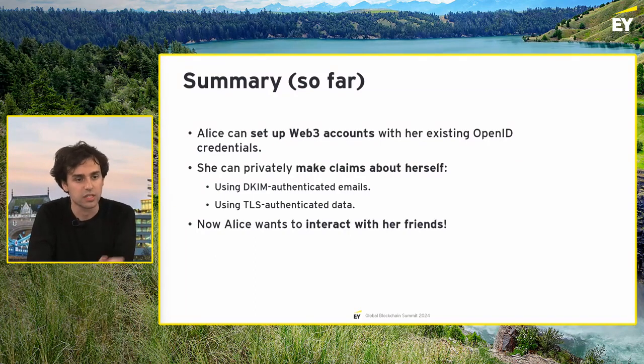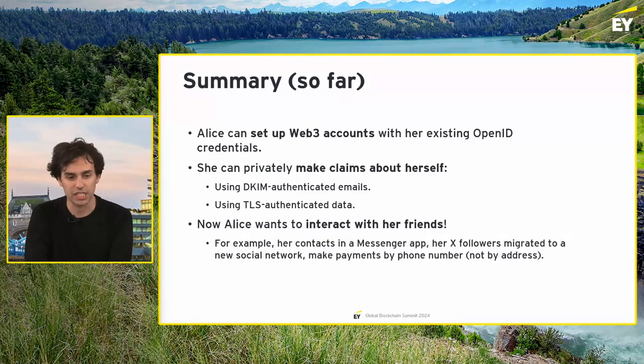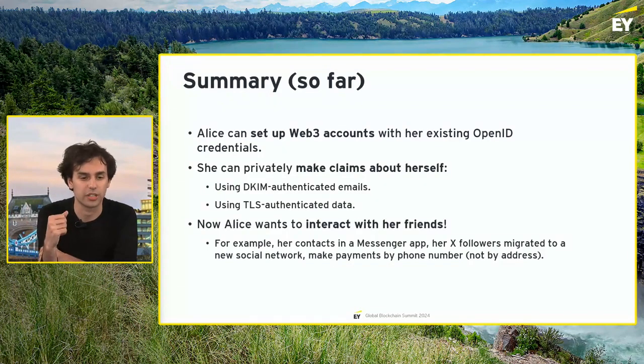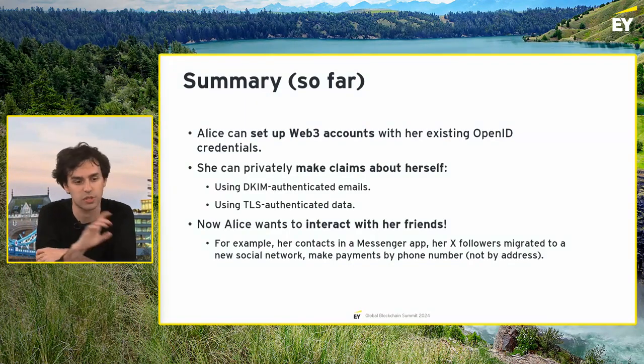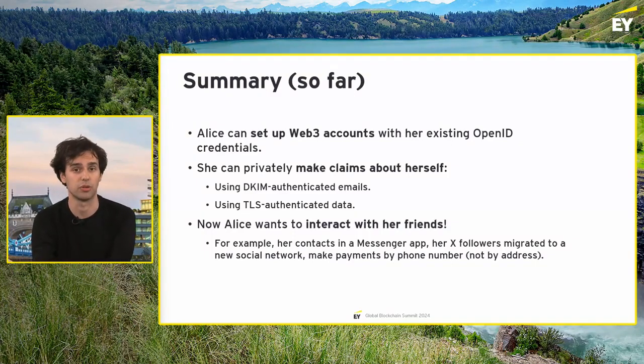Right. So back to where we were. Alice wants to interact with her friends. For example, she wants to speak with her contacts, people she knows in her address book, but find them on a new messaging app. Or she would like to migrate her followers from x.com to a different social network. Or maybe she would want to make payments to her friends, knowing only their phone number, without knowing their address, because blockchain addresses are impossible to remember, let's face it.